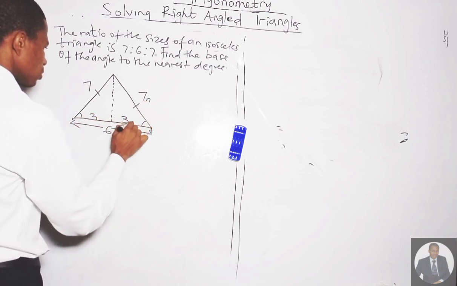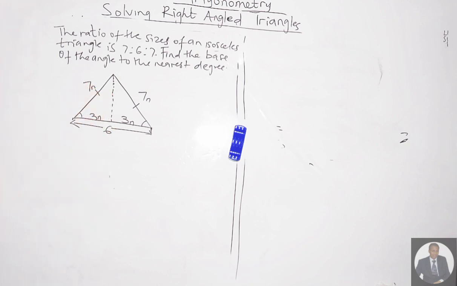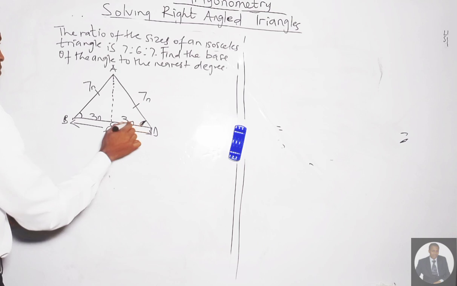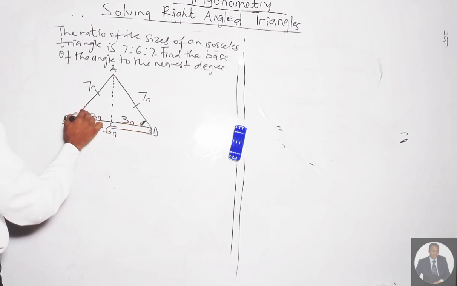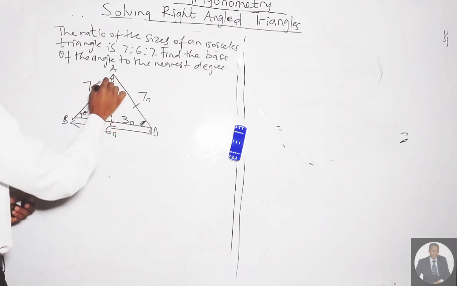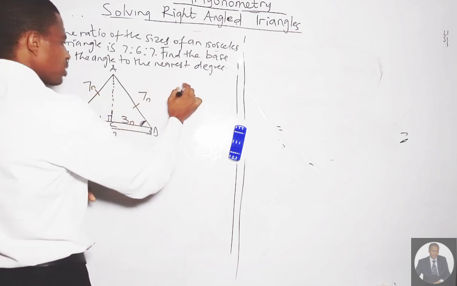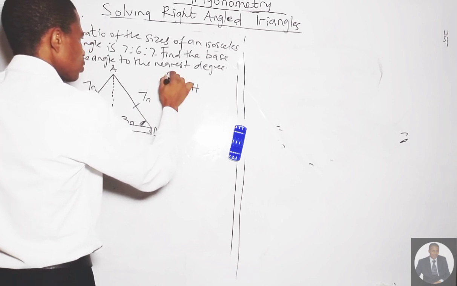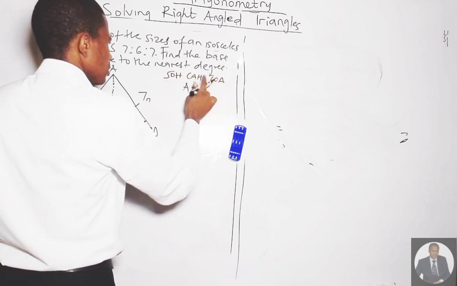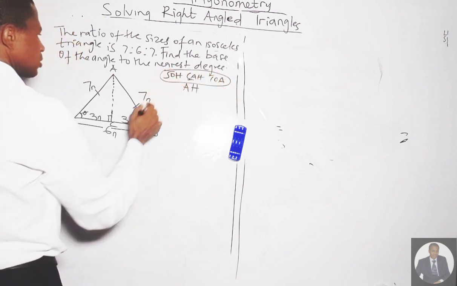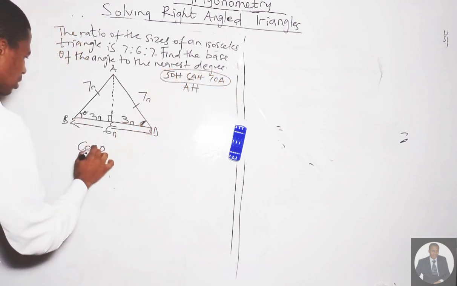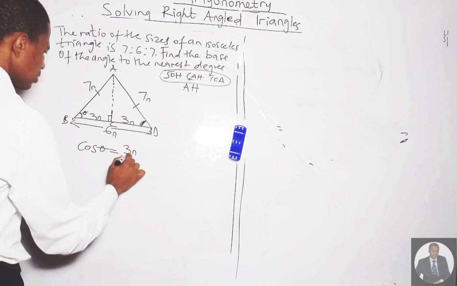So we divide it into both sides, and so we have each half. We can label it A, B, C, D. Now we are looking for this angle. We have been given the hypotenuse, because this is going to be a right angle triangle, and we are given an adjacent. So when we have adjacent and hypotenuse, what is that? That's cos. Cosine. So we say cos theta is equal to adjacent 3n over 7n.